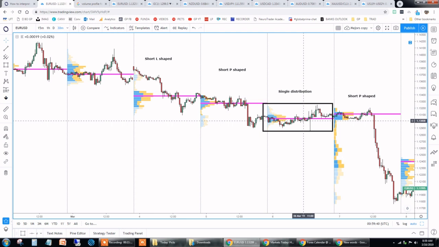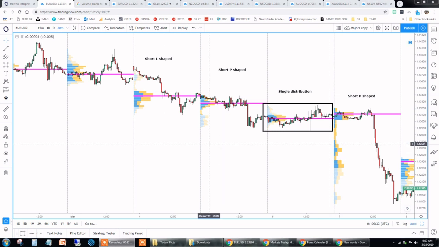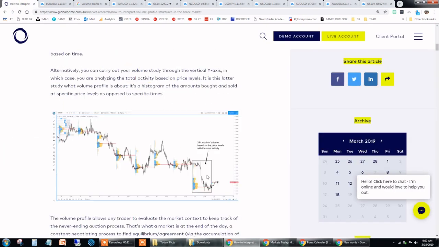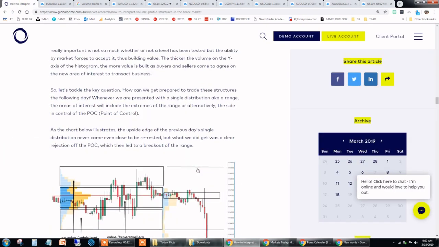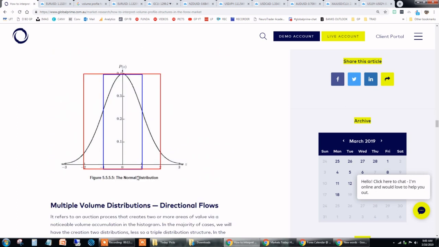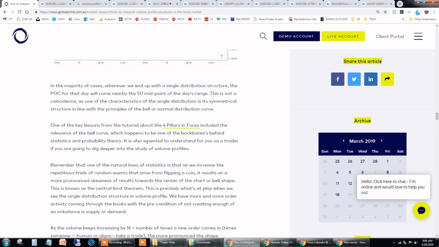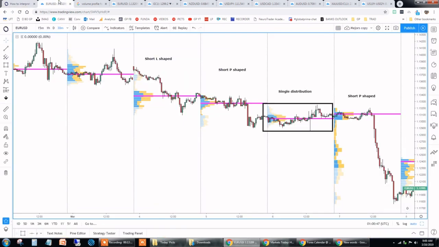Okay, and that's very much connected with certain widely accepted laws. This one is actually the law of normal distribution. Sorry for that. And in the article I actually highlight that, so you can see right here as I keep scrolling down. So this is the normal distribution law, and what it basically states is that as the volume keeps increasing by n, and n being the number of times a new order comes into the market, then the more pronounced is going to be the shape.